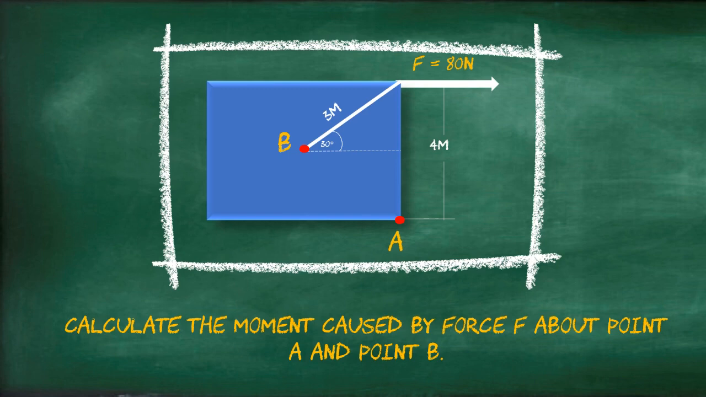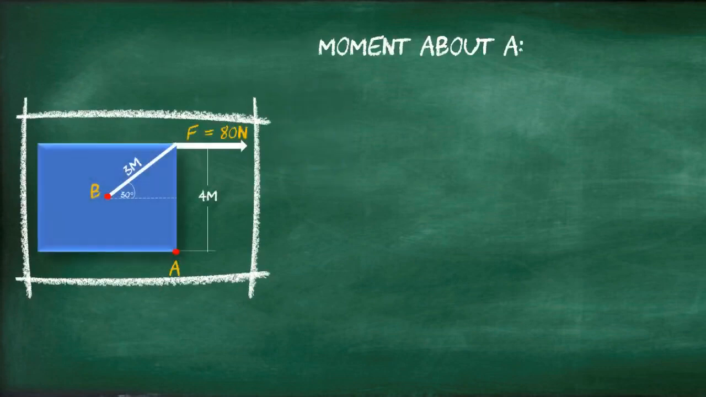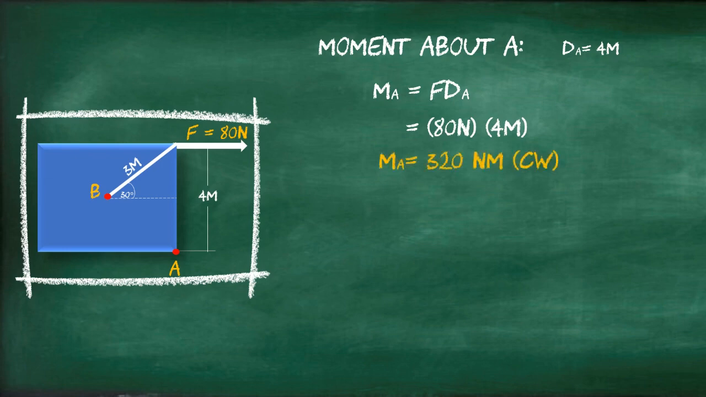Next problem. Calculate the moment caused by force F about point A and point B. So first, we will calculate the moment caused by force using perpendicular distance. For moment about A, we have a perpendicular distance of 4 meters. Therefore, moment is equal to force multiplied by distance. So, 80 newtons times 4 meters is equal to 320 newton meters in clockwise direction, since it is positive.